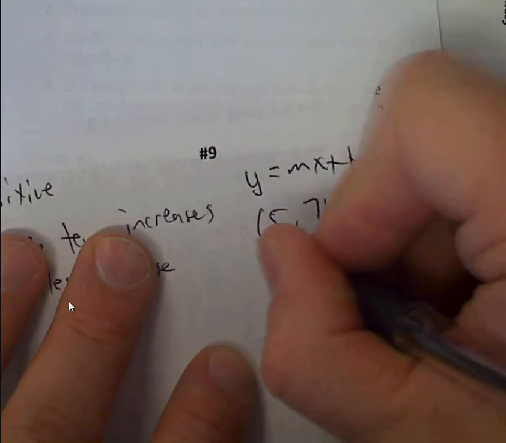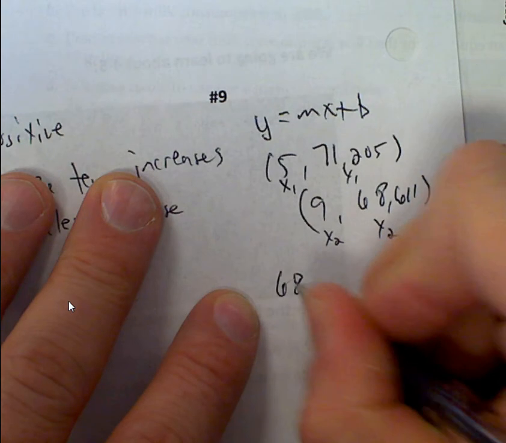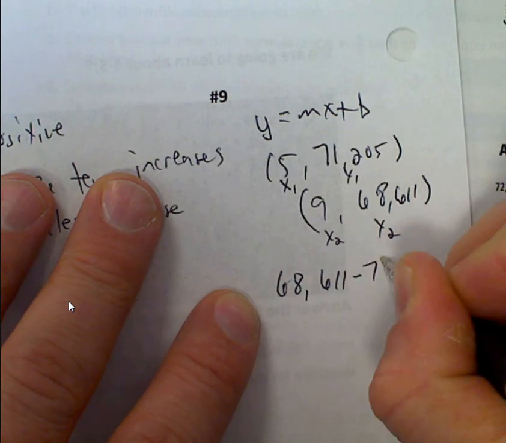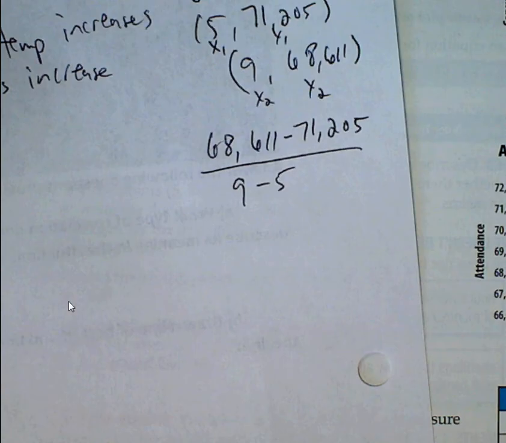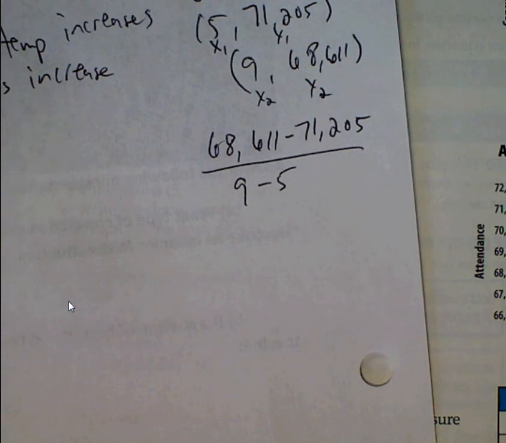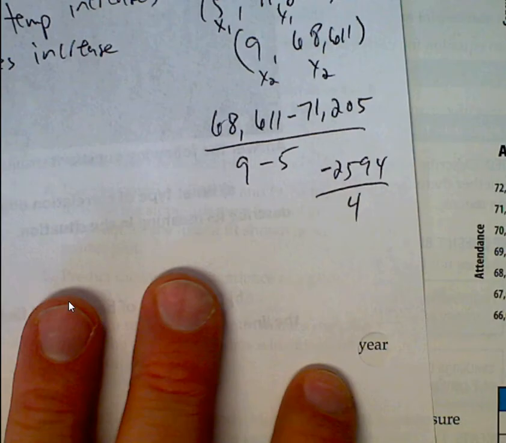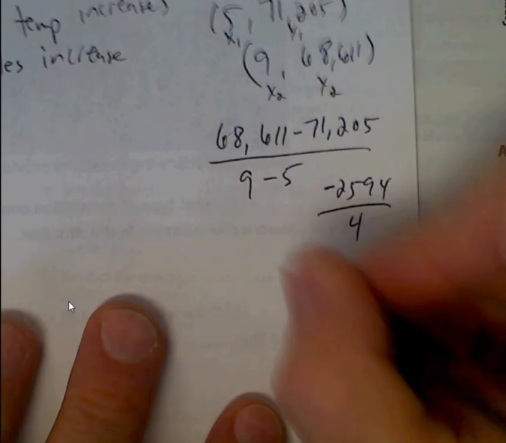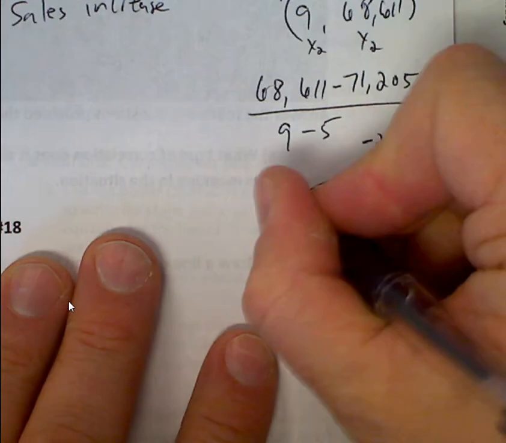I have to find my slope first, x1, y1, x2, y2. So 68,611 minus 71,205 over 9 minus 5. So my slope would be 68,611 minus 71,205. That gives me negative 2594 divided by 4. That gives me negative 648.5. That is my slope.